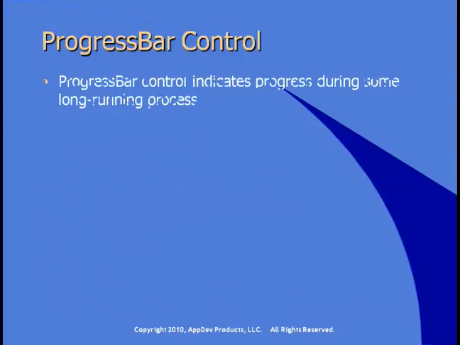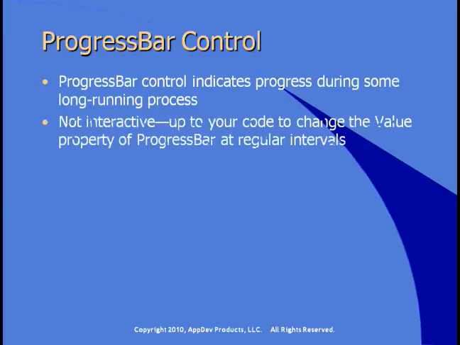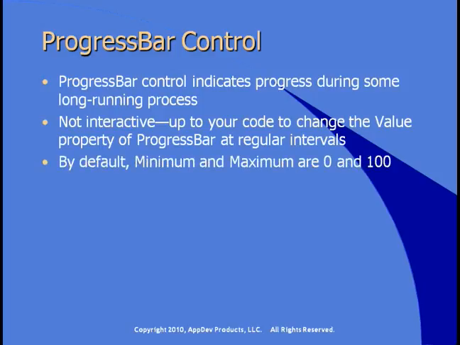The progress bar control indicates progress during some long-running process. This control isn't interactive. The user will not click on it and make something happen. It's up to your code to change the value property of the progress bar at regular intervals. By default, the minimum and maximum are set to 0 and 100, so the progress bar control can represent the percentage that is complete of some process. It's up to you to determine how much of your process has already completed.